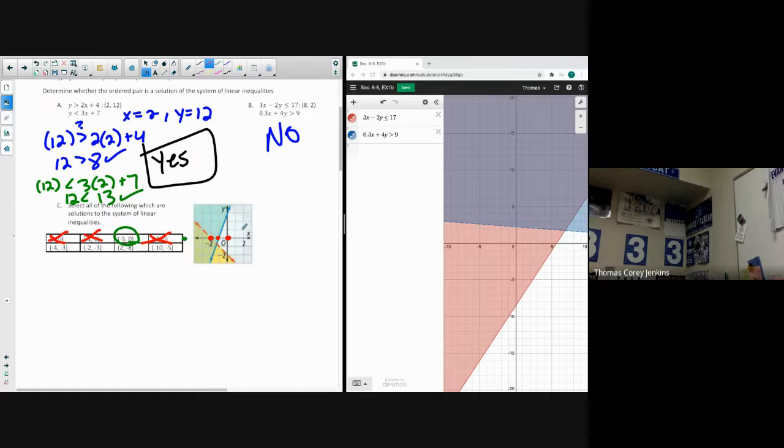-4, -3, so that'd be down here, so that'd be a yes. -2, -3, let's see, that'd be down here. It looks like that would be a yes too, because it's on that solid line and it's inside the double shaded region. So that's going to be a yes.